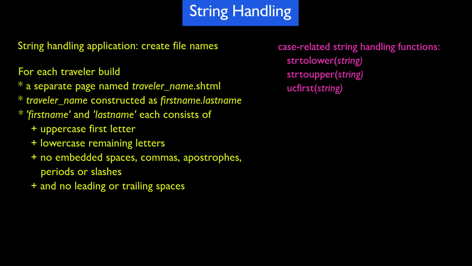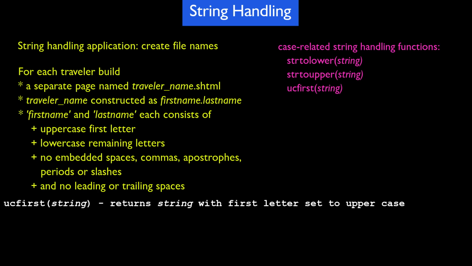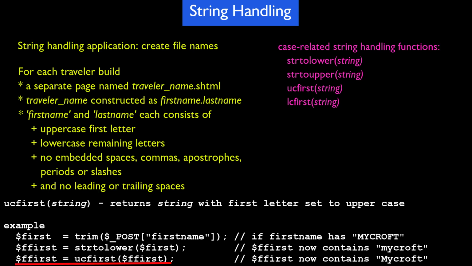ucfirst of string returns the string with the first letter set to uppercase. And note lcfirst of string will lowercase the first letter. Example: $F_first = ucfirst($F_first). So $F_first now contains Mycroft with the uppercase first letter. Of course, we can use the same functions on last name.